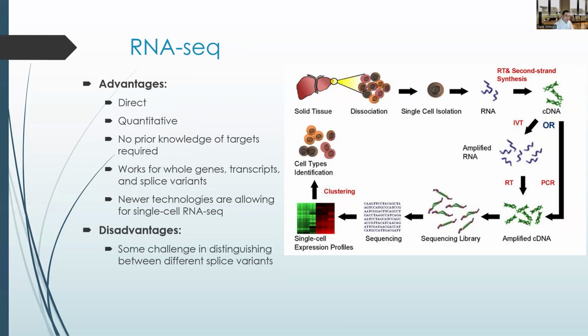Okay. Advantages to RNA-seq: it is direct, it is quantitative. You do not have to know any of your targets ahead of time because you're not relying on primers. It works for whole genes. It works for transcripts. You can also discover differences in expression of splice variants. So we talked about how a fair share of eukaryotic genes undergo alternative splicing. This will actually allow you to detect that.